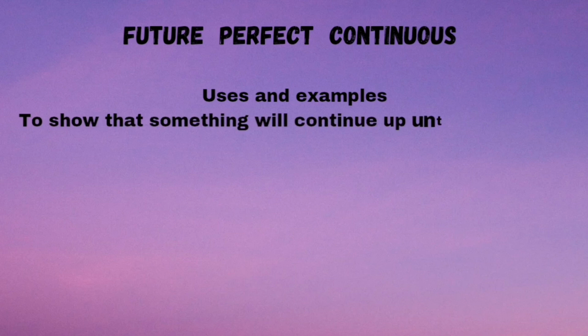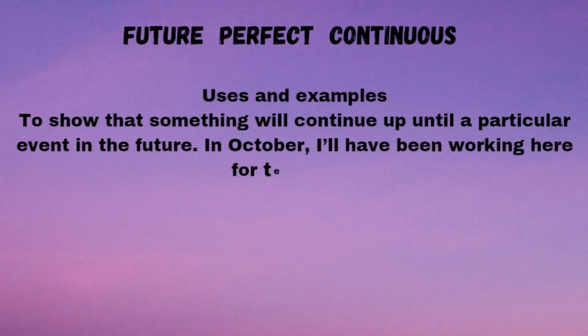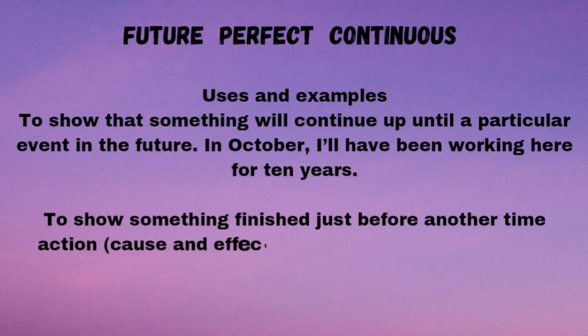Future perfect continuous. Uses and examples. To show that something will continue up until a particular event in the future. In October, I'll have been working here for 10 years. Show something finished just before another time. Action, cause and effect. When I arrive, I'll have been working all day, so I'll be tired.